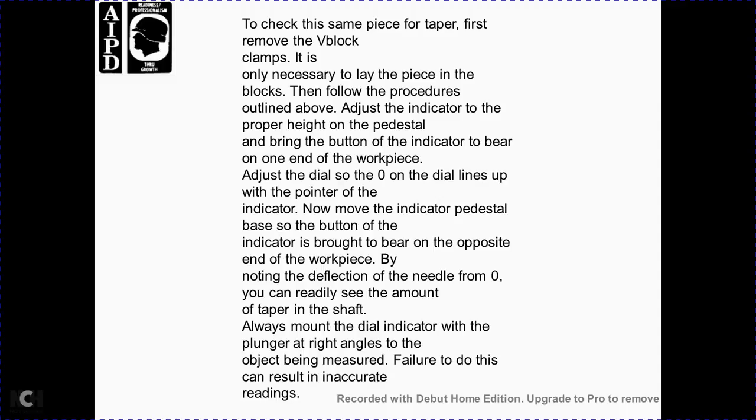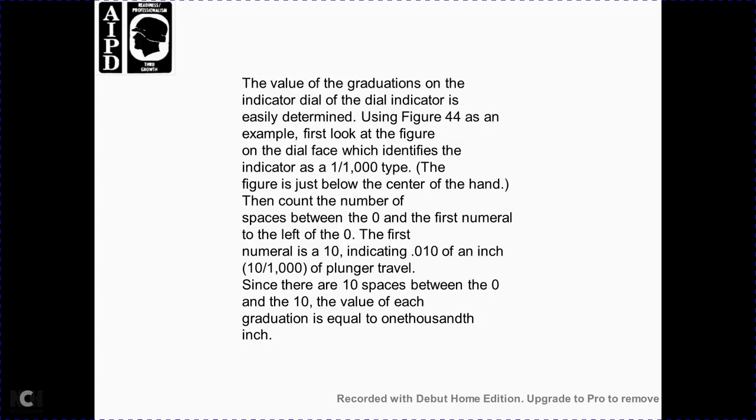Note: move the indicator pedestal along the base to the bottom so that the button of the indicator bears over the outside opposite end of the workpiece. Noting the deflection of the needle from zero, you can readily see the amount of taper of the shaft. Always mount the dial indicator with the plunger at a right angle to the object being measured. Failure to do so can result in inaccurate readings.